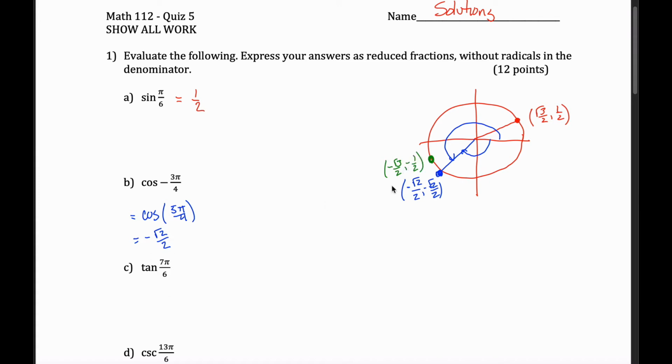And since we want the tangent, unless you already have the tangent memorized, what you can do is take the y coordinate and divide it by the x coordinate. So my y coordinate is negative 1/2, and my x coordinate is negative root 3 over 2. And when I'm dividing fractions, I multiply by the reciprocal of the denominator. So it's negative 1/2 times, and then take this negative root 3 over 2 and flip it upside down. So I get 2 over negative root 3. The negatives cancel to make it positive, the 2's cancel, and I'm left with 1 divided by the square root of 3. However, it says to not leave radicals in the denominator of my answers, so I'm going to multiply the top and the bottom by the square root of 3 and get root 3 over 3 as my final answer.